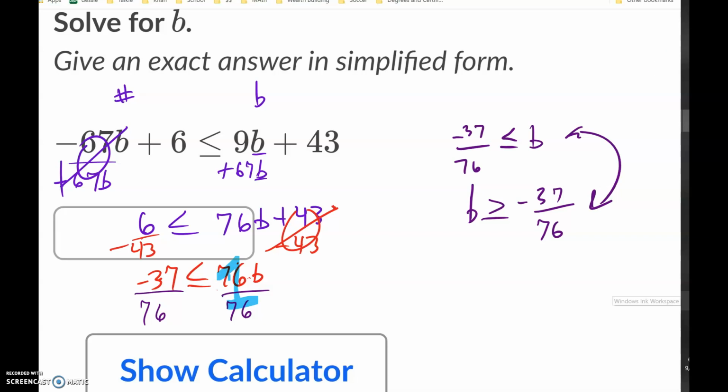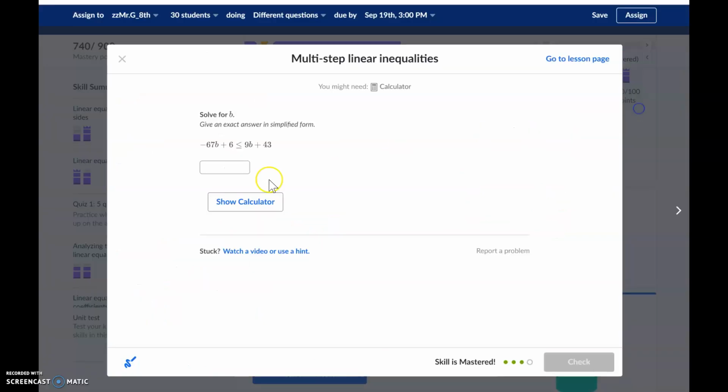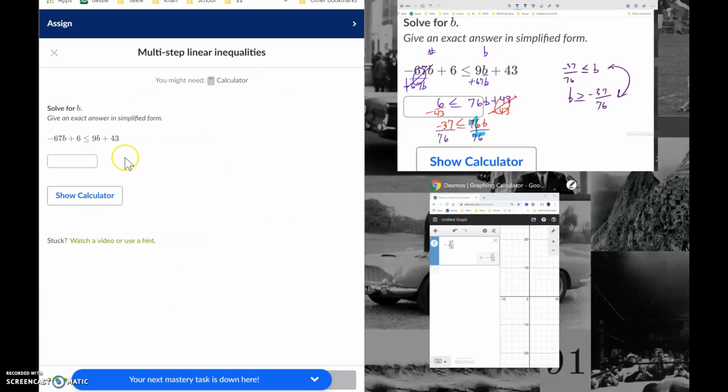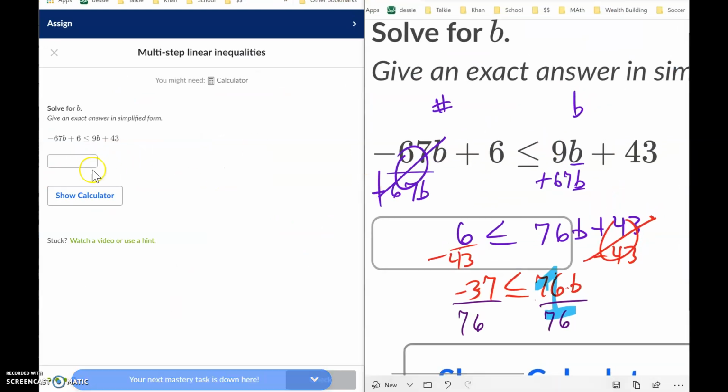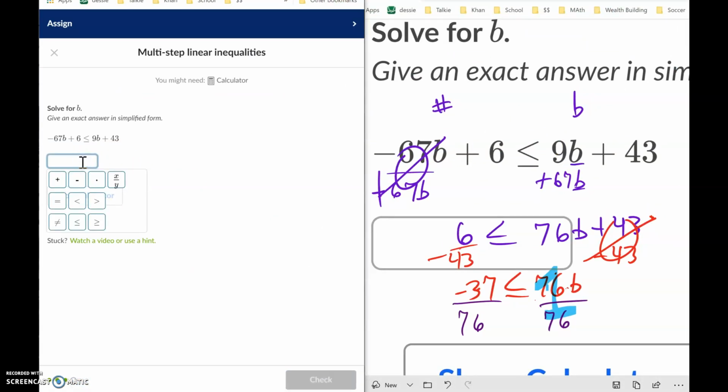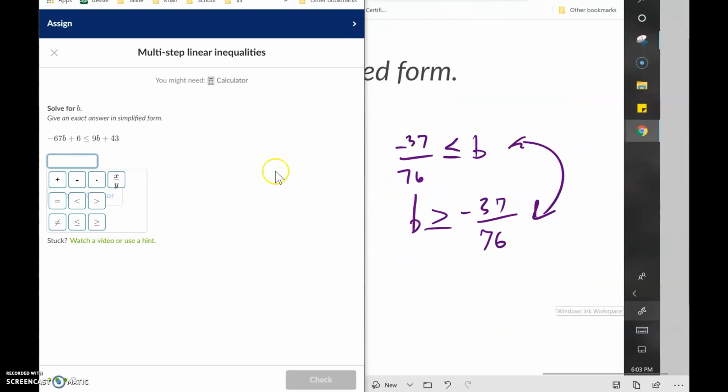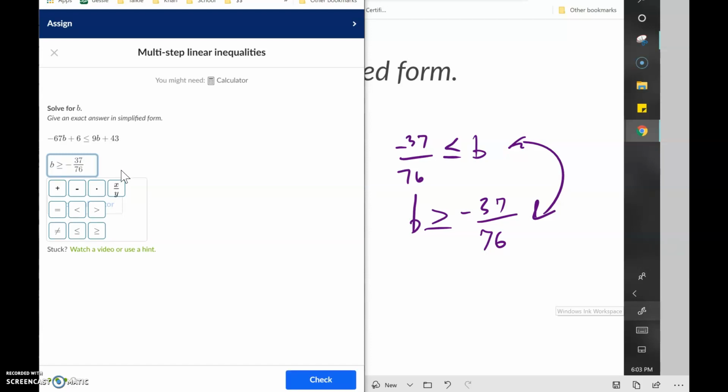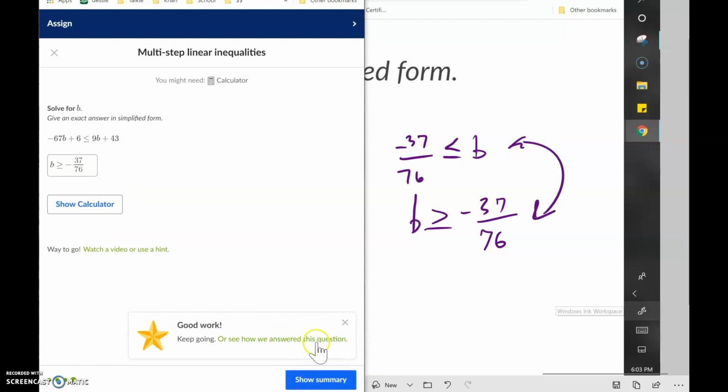So let's go ahead and pop over to Desmos and see what it's about. And it's about the truth. Let's hope. Negative 37 divided by 67, please be right. Please be right. And the video wasn't wasted.